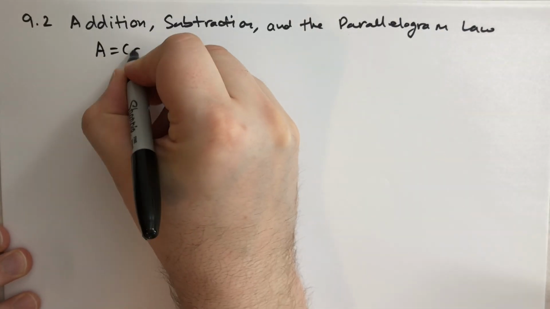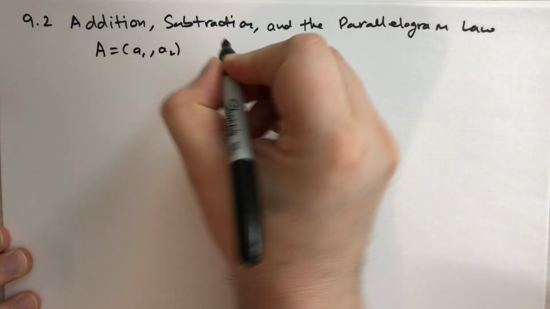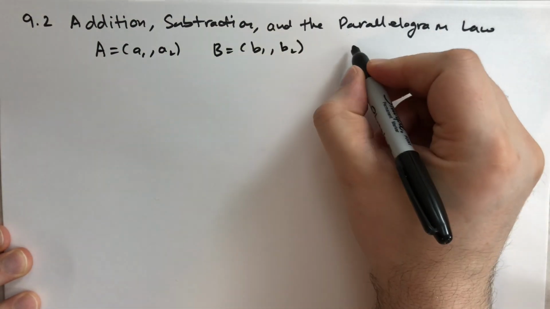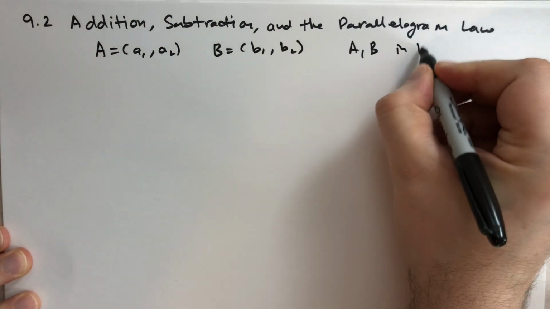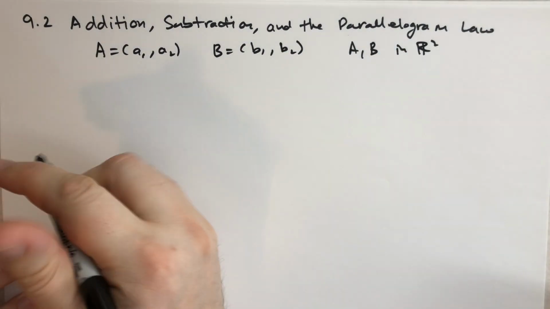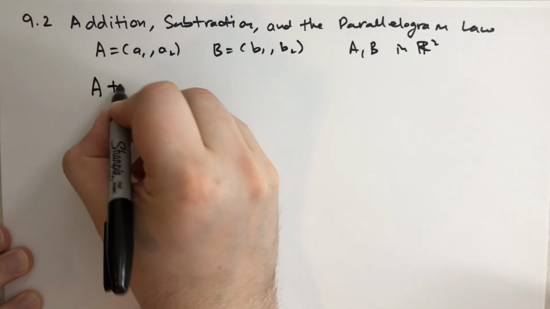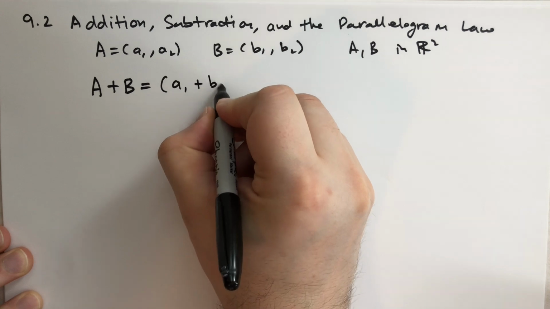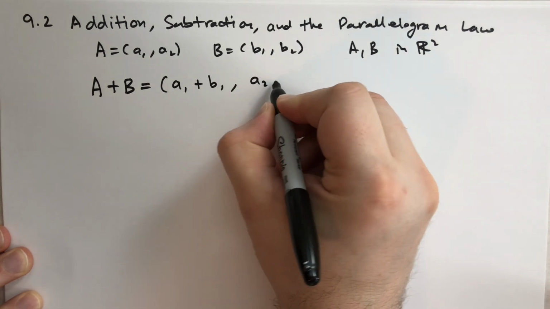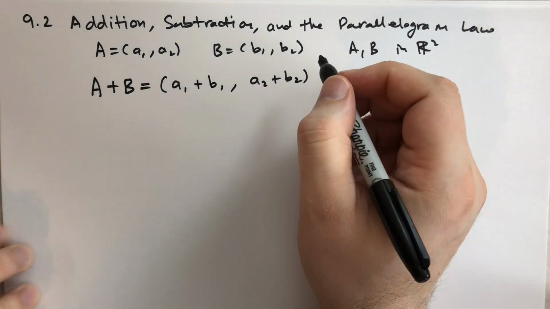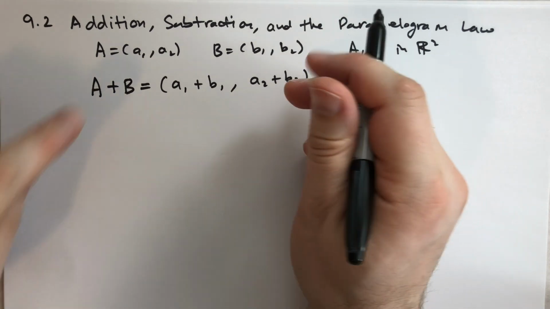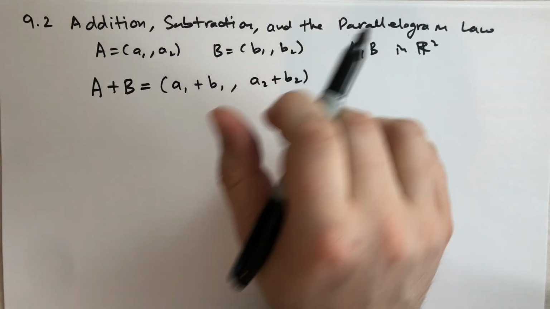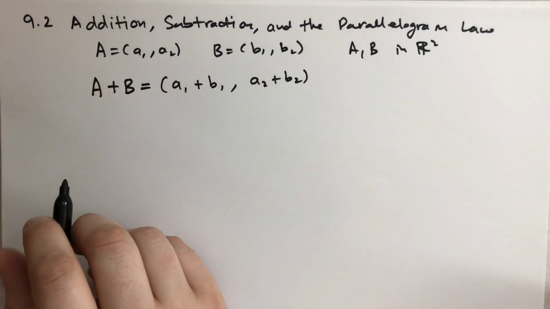So let's say A is the point (A1, A2), and B is the point (B1, B2), and both of them, A and B, are in R2, of course. We're going to define the sum A plus B to be (A1 plus B1, A2 plus B2). So we just add the coordinates together. We add the x coordinates together to get the new x coordinate. We add the y coordinates together to get the new y coordinate. Pretty simple. All right, so let's do some examples.